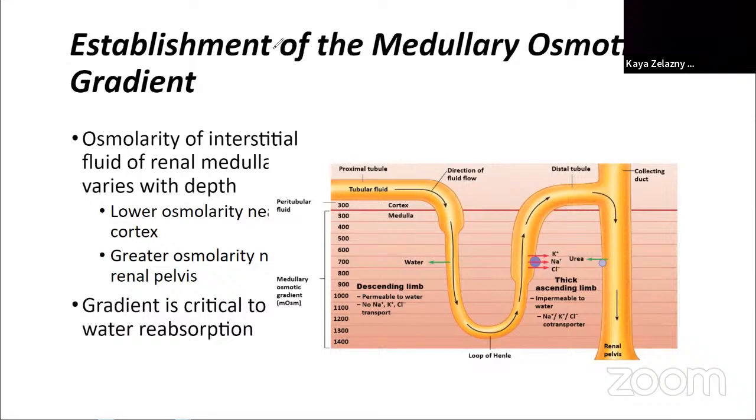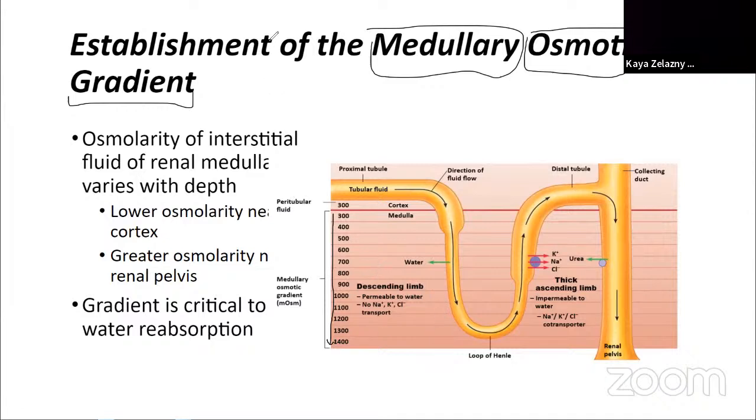Okay. So we're going to use osmolarity, changes to osmolarity, and changes to the movement of water in order to set up the medullary osmotic gradient. Medullary because we're talking about the medulla, osmotic because we're talking about the osmolarity, and gradient because we're going to see that we have increasing osmolarity as we move deeper and deeper into the medulla, which is basically deeper and deeper into the kidney.